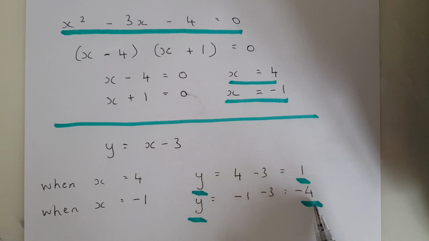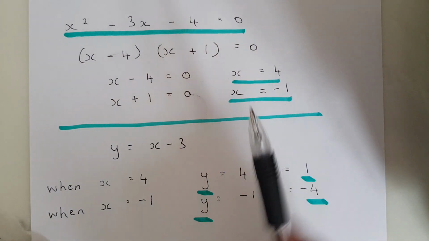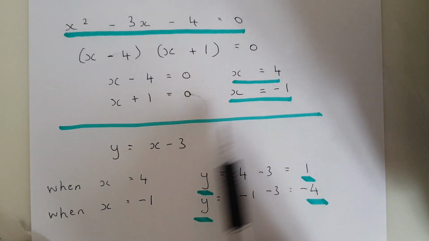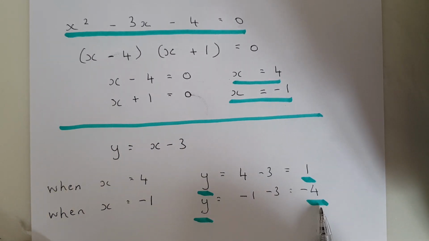1, minus 4. They're my values, okay? Right, so we found x and we found y by putting the x values in the equation. Remember, in the equation. And then we've got the values of y. So when x is 4, y is 1. When x is minus 1, y is minus 4.